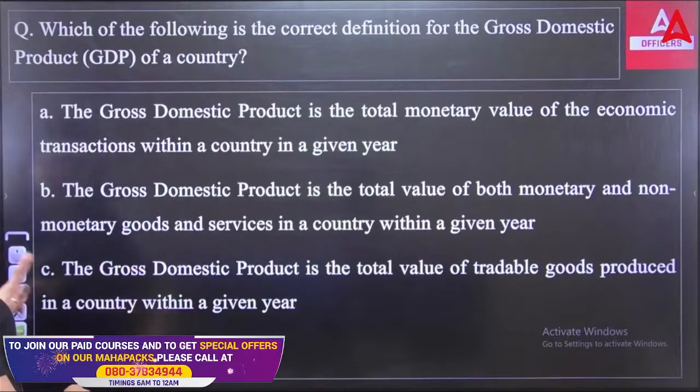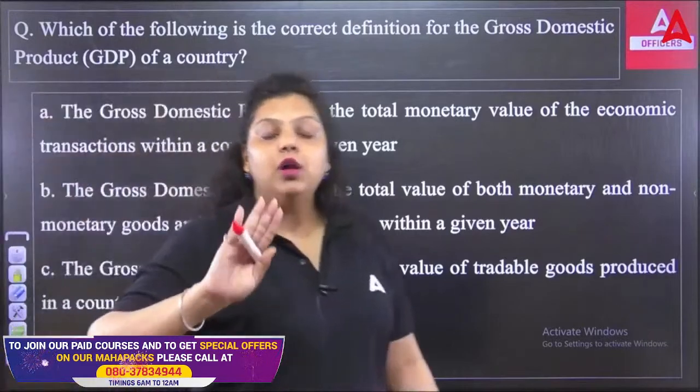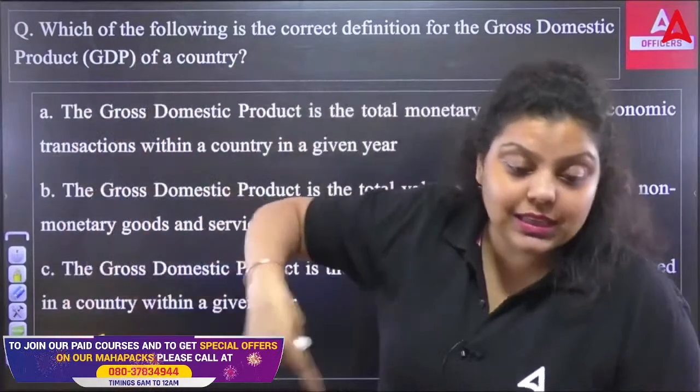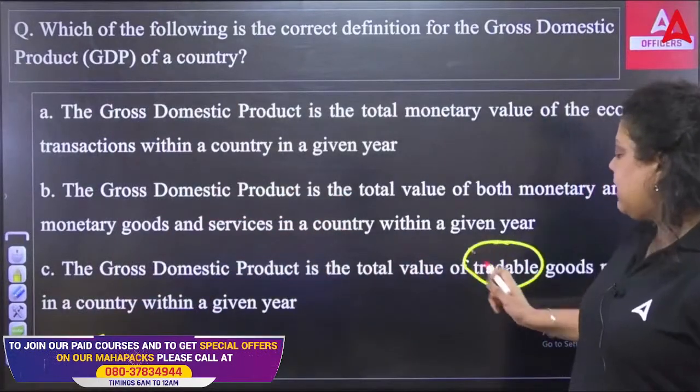So the right answer will be your D option. None of the statements defines the GDP. The GDP full form is the money value of all final goods and services produced within the geographical boundary of a country during a financial year. It's not mandatory that it has to be tradable.